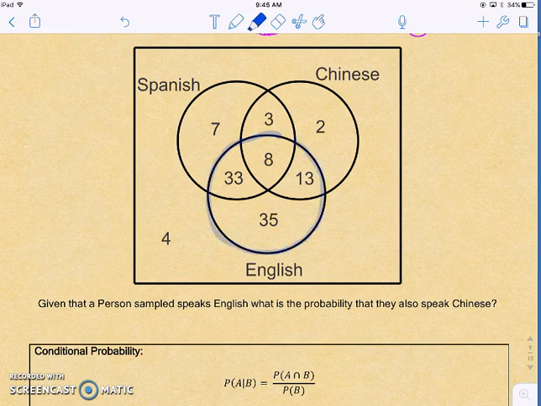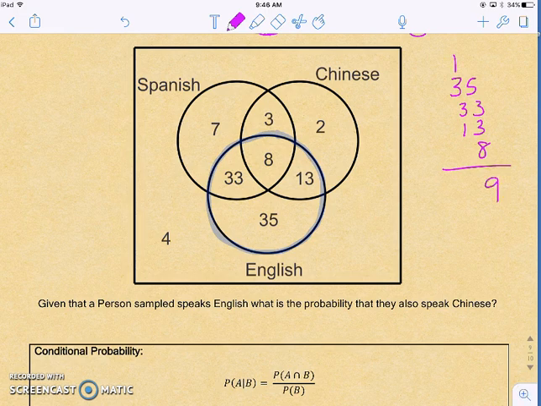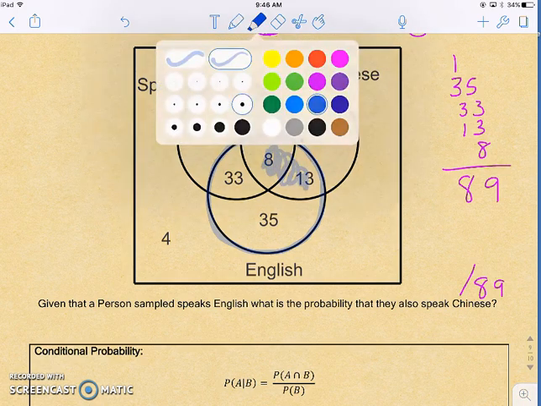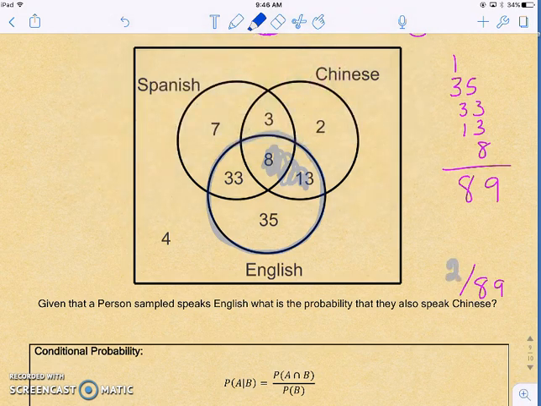So in this bubble right here, we've got 35, 33, 13, and 8. So 5, 6, 7, 8, 16, 17, 19. So we have 89 people. And of those 89, how many speak Chinese? Well, here's our Chinese numbers right here. So 13 plus 8 is 21. So we have 21 out of 89.